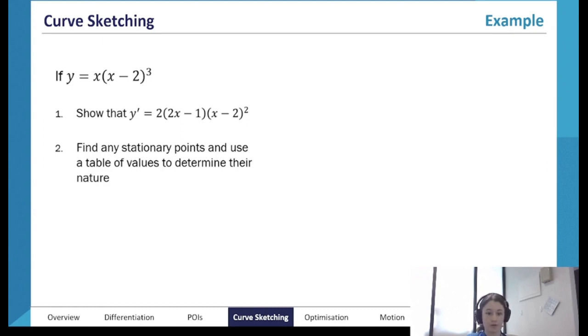So what we have here for our function is a product, because we have x multiplied by a different function, which is (x take 2) cubed. So we have a product. The other thing that we have is a function to a power. So we have x take 2, which is a linear function within itself, to a power. Whenever we have a function to a power, we need to use the chain rule. So in this question, to find the derivative, we are going to have to use the product rule and the chain rule.